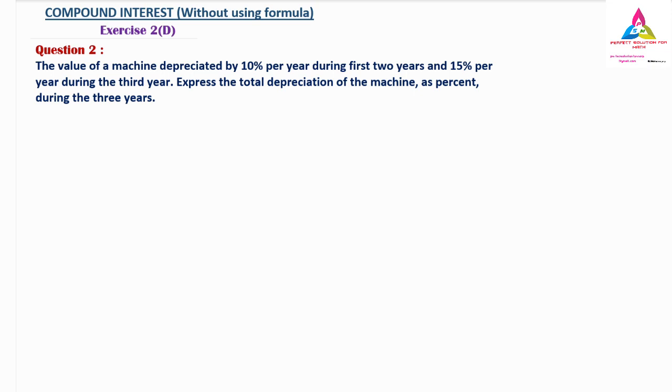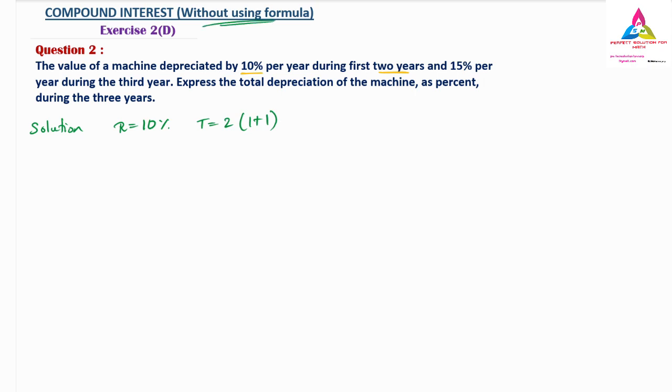When the question is given this way, first we have to see what actually they have mentioned. Here they have mentioned the value of the machine depreciated by 10%, for the first 2 years. So let us write down what they have given. Solution. The rate of interest is 10% for the first 2 years. The time here is 2 years, or we can take it separately, that is 1 plus 1, because we are working without the formula.